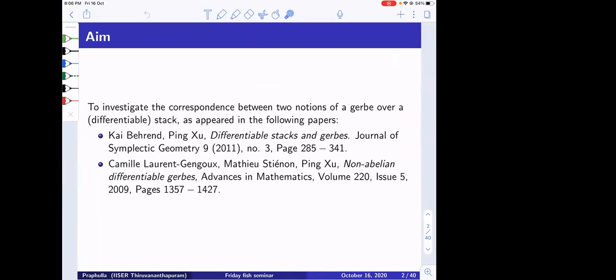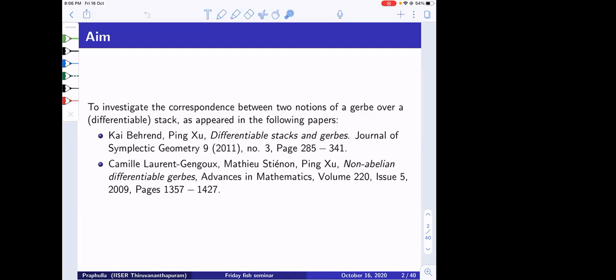So the aim of the talk is the following. The phrase gerbe stack appeared in two papers in two different setups. The first paper is by Baranskyu, Differentiable Stacks and Gerbes. There they define a gerbe stack to be a morphism of stacks satisfying some conditions. In the other paper, by Kemali and others, Non-abelian Differential Cohomology, the phrase gerbe stack means a Lie group extension, a Morita class of Lie group extension.